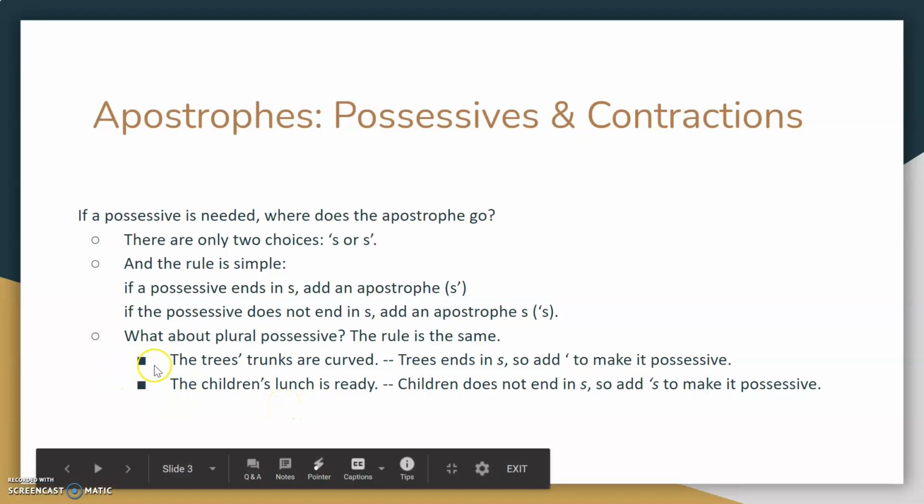So what I want you to see here is it doesn't matter if it's plural or singular. Both of these words are plural, more than one child, more than one tree. All that matters is, does the word end in S? More than one tree is trees, ends in S, needs the apostrophe. More than one child is children, does not end in S, it needs apostrophe S.